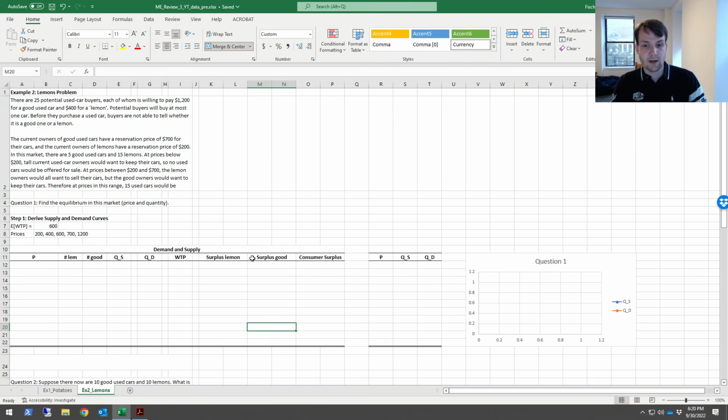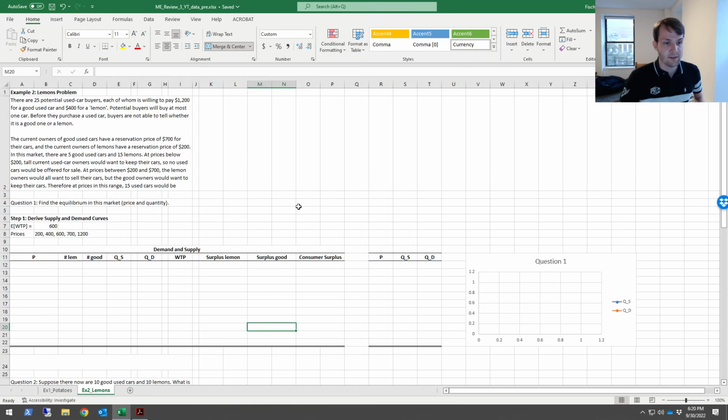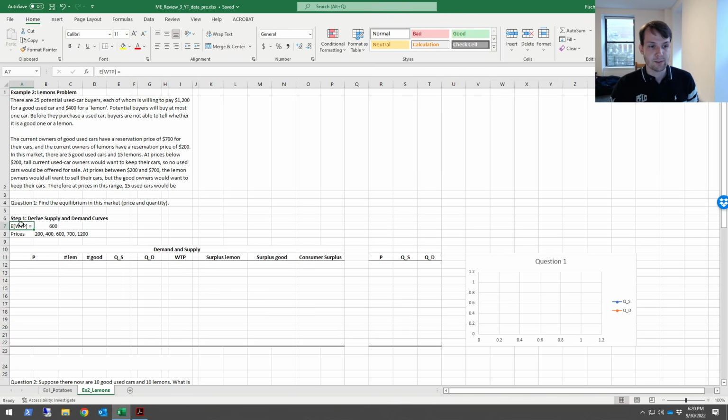So we're going to go to this example here. I already set up the tables. You can use them in this way. As I said, what we're going to start with is this expected willingness to pay, which I'm going to call E of WTP.